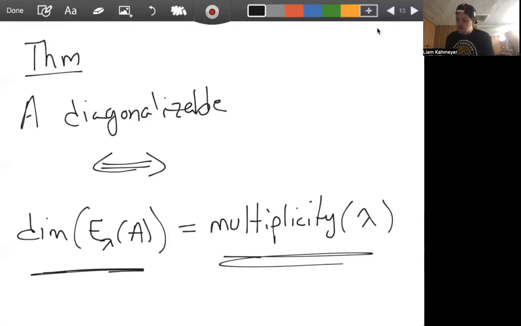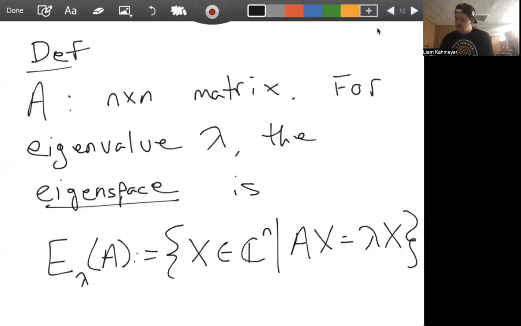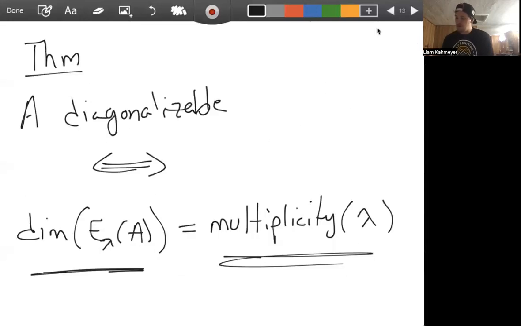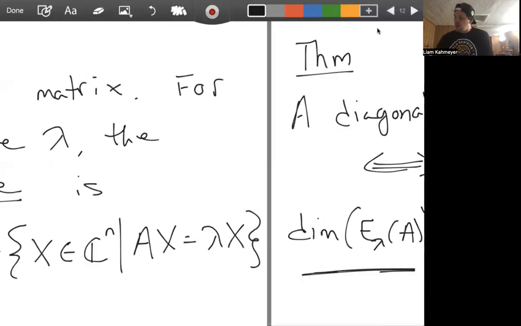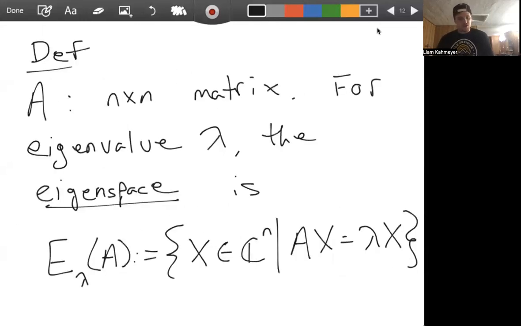We won't probably use this all that much, but it's still worth defining the eigenspace. That's an important concept in spectral theory, and how we can relate it to diagonalizability. Okay, so I think that's all I want to say for now. In the next video, we will do a couple examples in spectral theory that we have not yet seen.